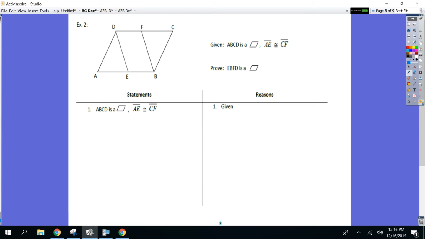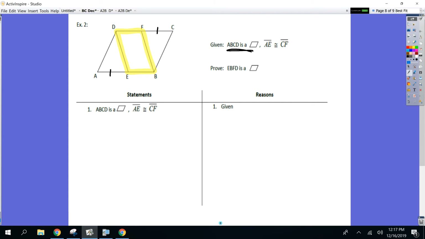All right. AE congruent to CF. The entire figure is a parallelogram. So any of your properties you can apply only to ABCD. Only to ABCD. You can apply any parallelogram property. And we need to get the inside quadrilateral to be a parallelogram ourselves. Okay? We need to get that one to be a parallelogram. So can we start with ABCD being a parallelogram?